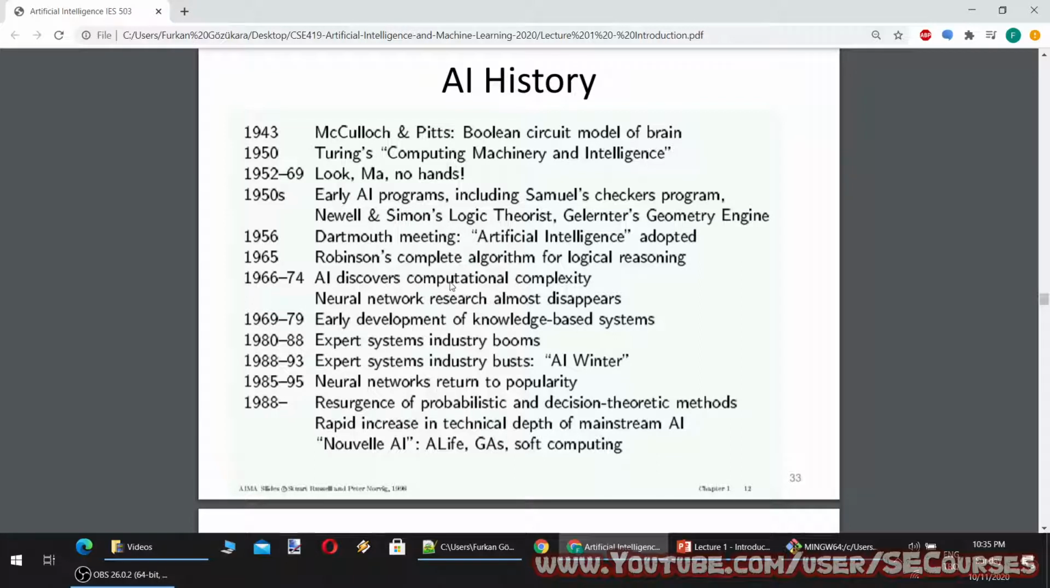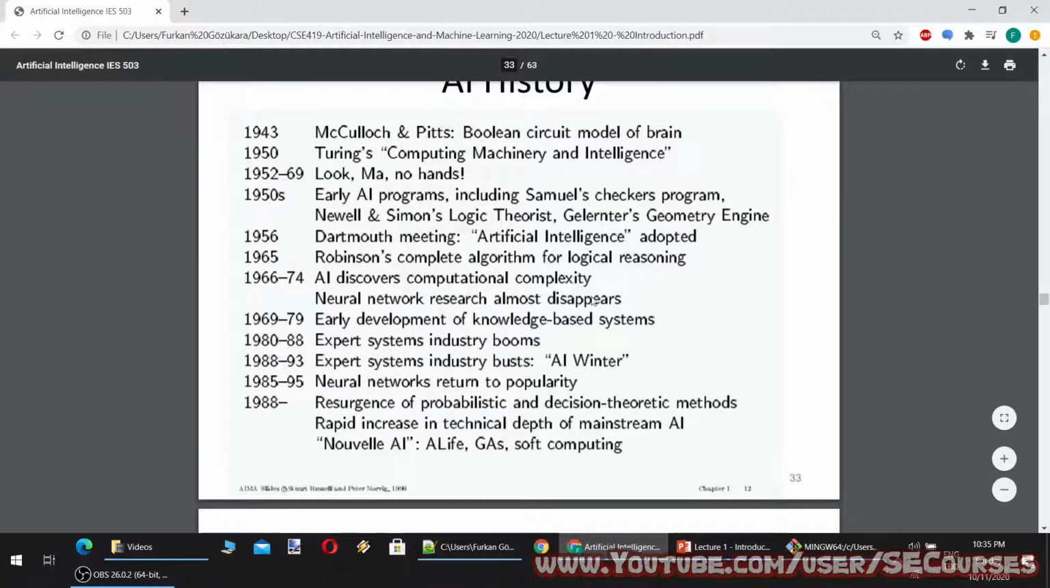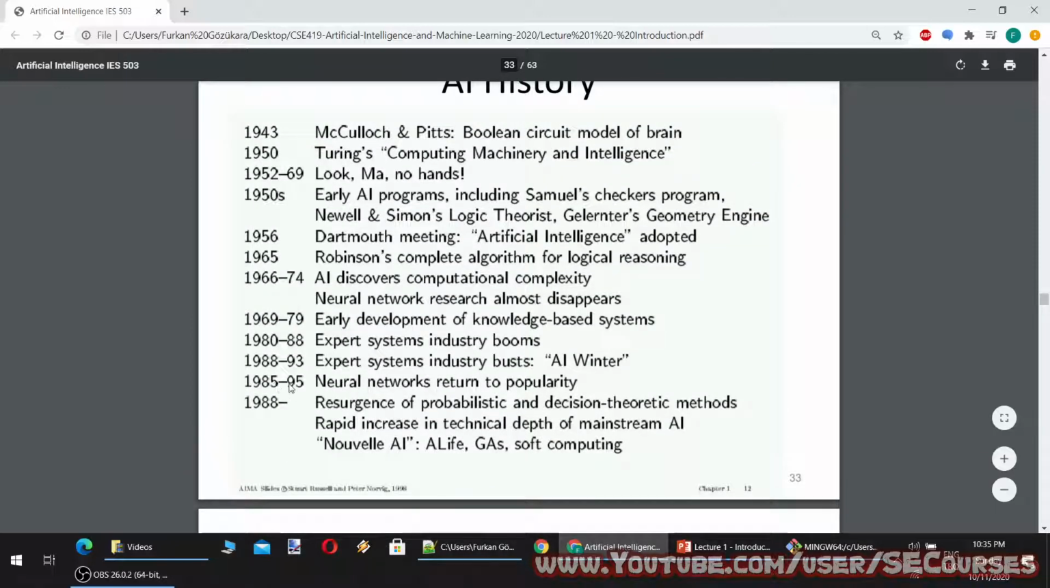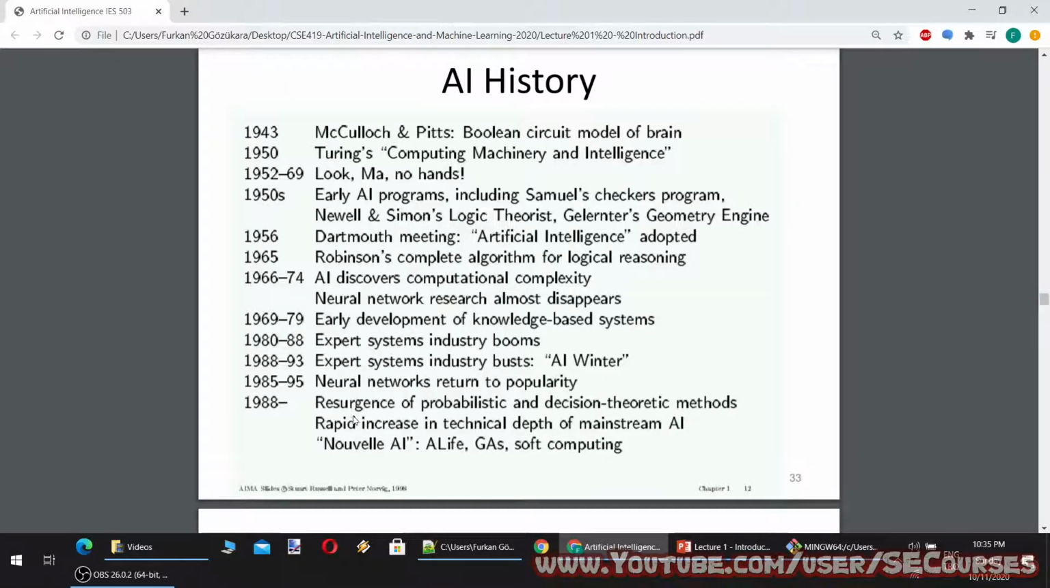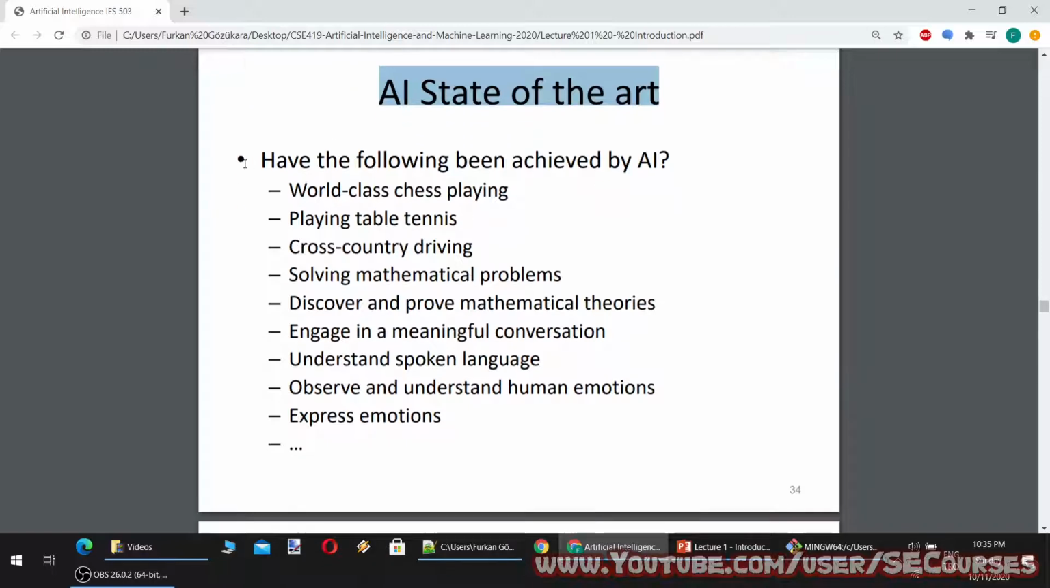You see, AI discovers computational complexity, and neural network research almost disappeared. Why? Because in those years there wasn't enough hardware, power, or data. You see, in 85 and 95, neural network research regained popularity because hardware develops significantly every year. Okay, AI state of the art.